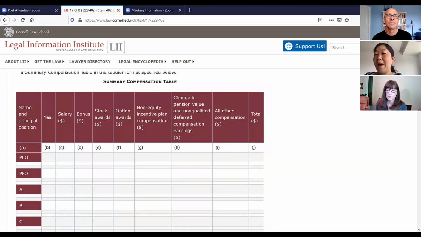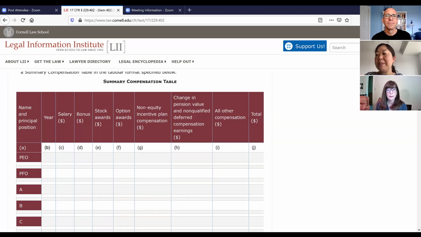And so if you have an NEO who receives their compensation in pounds sterling or euros or frankly any other form of compensation, you have to convert it, and you have to disclose, in some fashion, what your conversion methodology is. So that's just a couple of general points. But maybe just going with the first column.